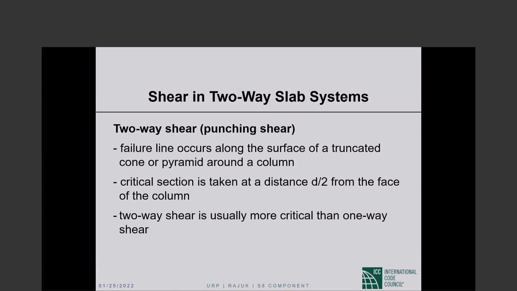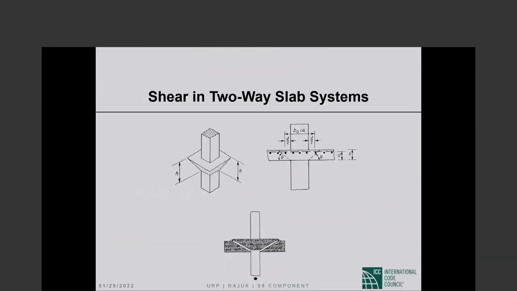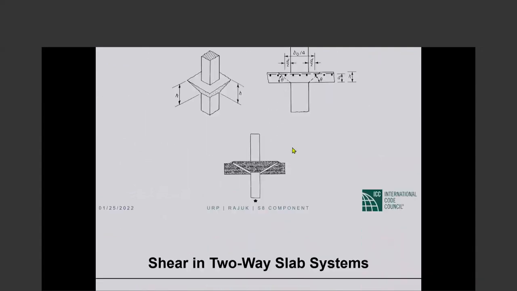Two-way shear is usually more critical than one-way shear, as I've been telling you for quite some time now. So the main thing you need to understand is that the critical section is as thick as the slab and is all around the column.